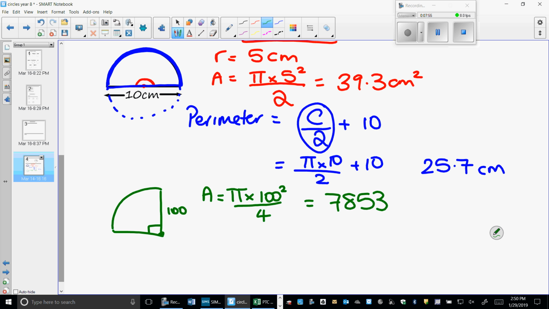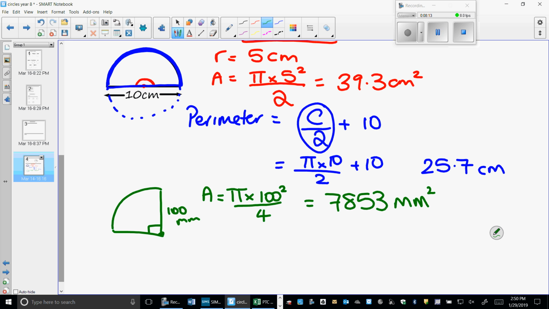All right, so what unit is this one in? Your choice. Kilometers. Millimeters. So this would be a millimeter squared because that was the area of it. Yes.